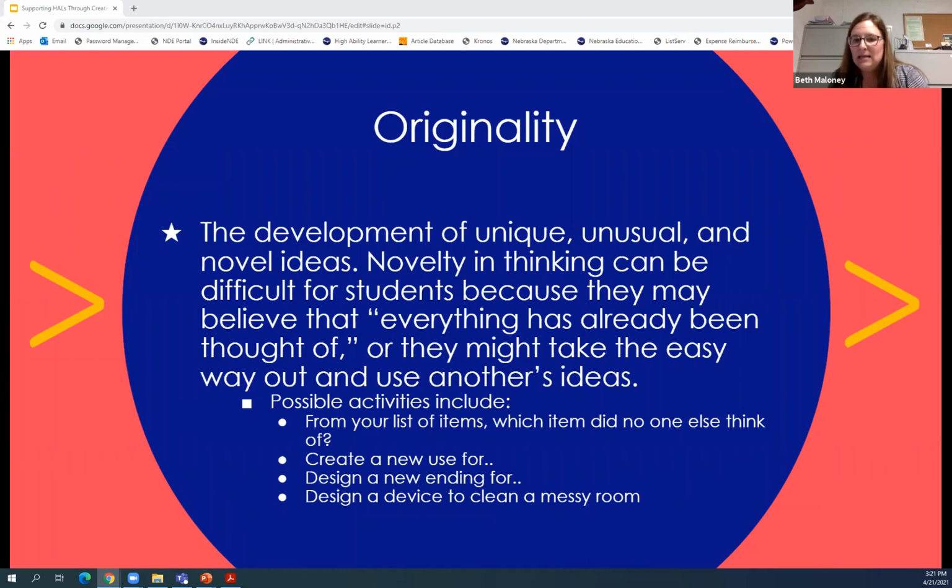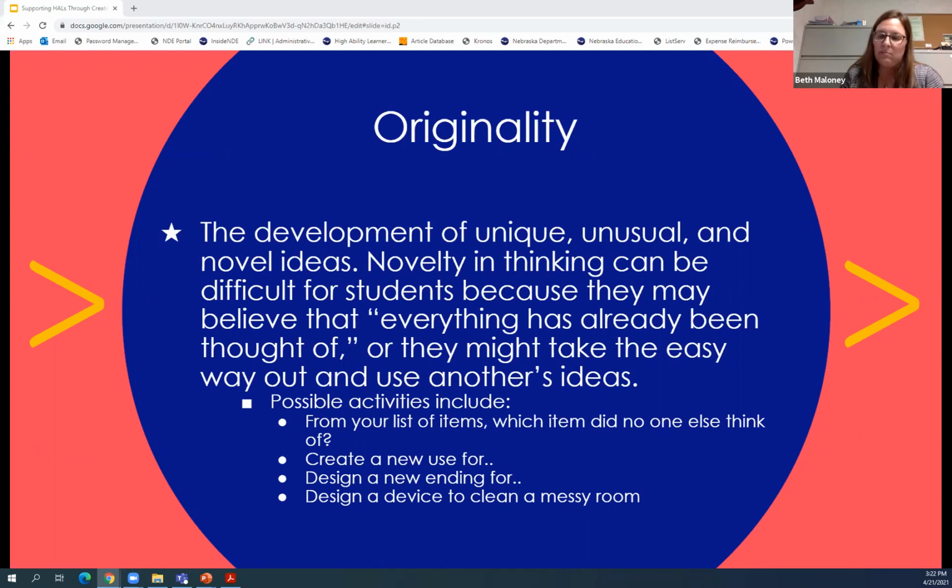And I think that we've heard kids say everything's already been thought of, or they might use someone else's idea, or they get stuck because they are afraid that they're not original enough. If you've ever played Categories, that's a fun thing to do for this: come up with as many different things that start with the letter S, and then which one did you have that no one else had. About a topic, or creating a new use for something, designing a new ending, design a device to clean a messy room.